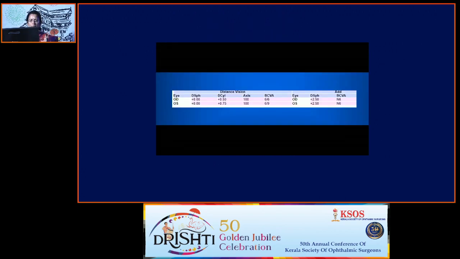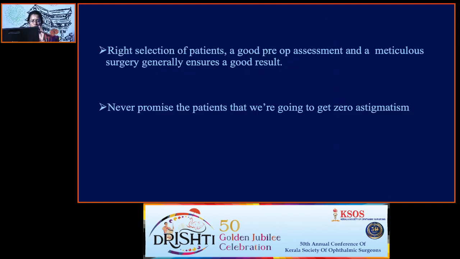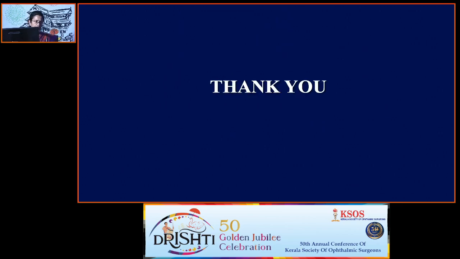And then finally the patient had a visual acuity of 6/9 with plus 0.75 cylinder at 100 degrees. So to conclude, right patient selection, a good preoperative assessment and a meticulous surgery generally ensure a good result, but never promise the patient that we are going to give zero astigmatism. Thank you.